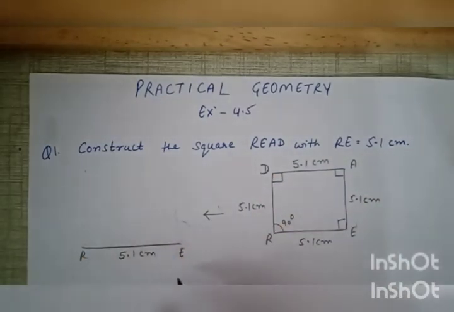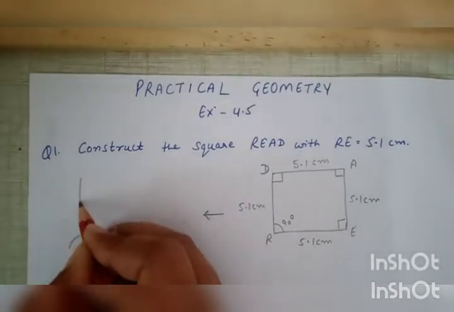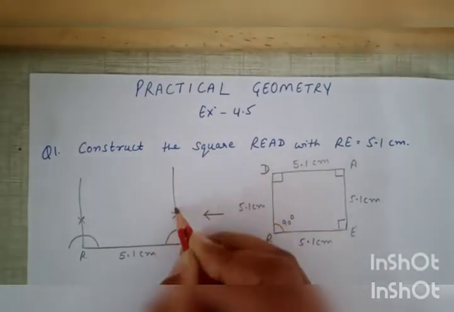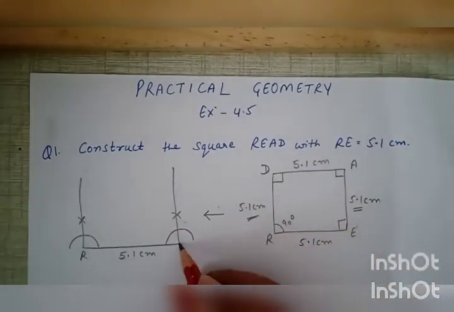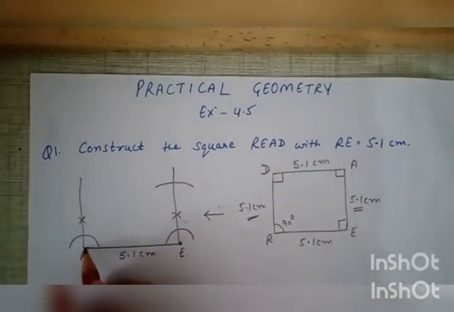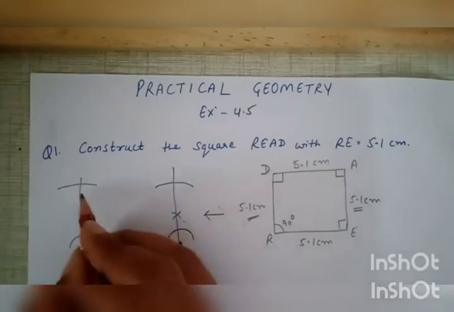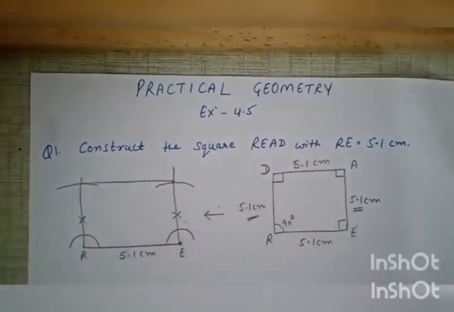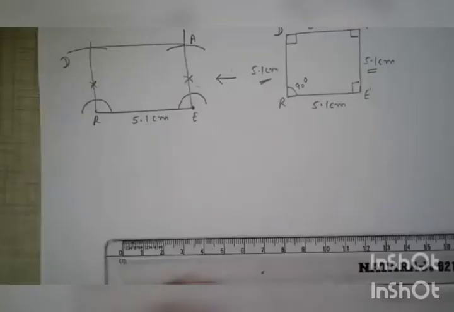At both R and E, I will construct 90 degree angle using compass. Now, the side is 5.1 centimeter. So from this point, I will draw an arc of 5.1 centimeter. And from R also draw an arc of 5.1 centimeter. And in the last, join these. In this way, we will construct this square. Let's proceed with the construction.